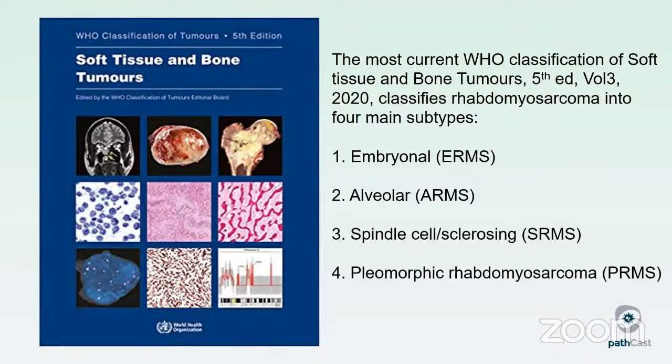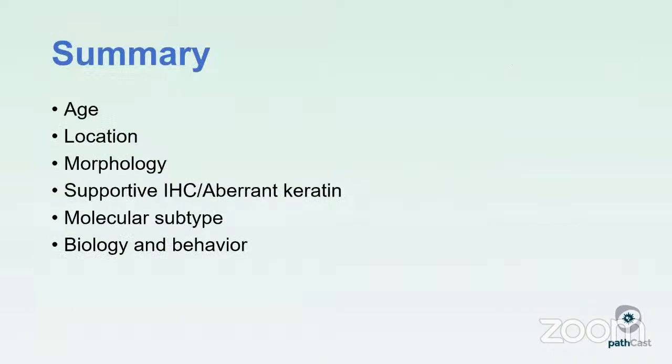With that, I would like to conclude this talk. Just an emphasis that currently we have 4 subtypes of rhabdomyosarcoma recognized: embryonal, alveolar, spindle cell / sclerosing, and pleomorphic rhabdomyosarcoma. We discussed that age, location, and subtype of the tumor affect the prognosis of the patients. We discussed the supportive immunohistochemistry, as well as pitfalls such as aberrant expression of keratin, especially in the spindle variant, and overexpression of ALK, similarly in the spindle variant.